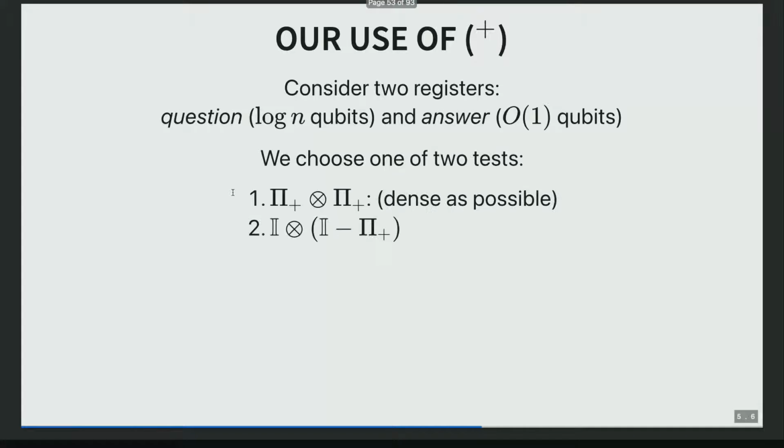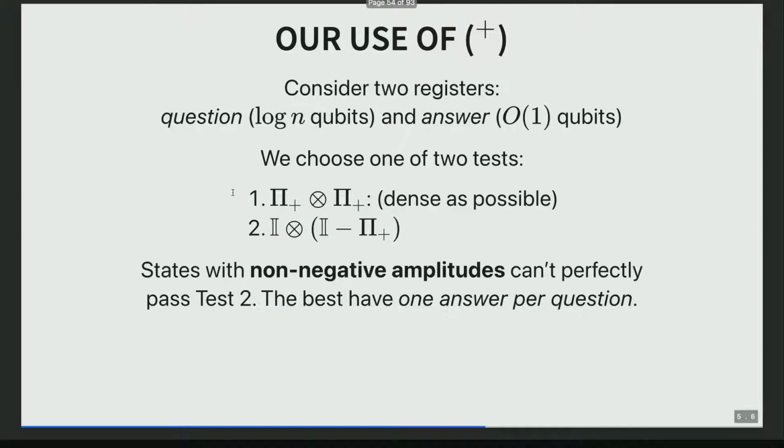What we'll do is choose one of two tests. We'll choose either a test, the pi plus over the whole input, so we're encouraging the state to be as dense as possible. And the second test is the complement of the pi plus operator, but only over the second register. If you had a general state, you can pass this second test with probability 1. But if you have a state with non-negative amplitudes, you can't actually pass this with probability 1. The reason is you're accepting proportional to the L1 norm, which can't go down beyond just one component in the answer register.